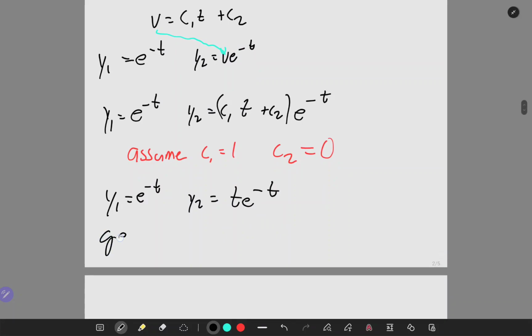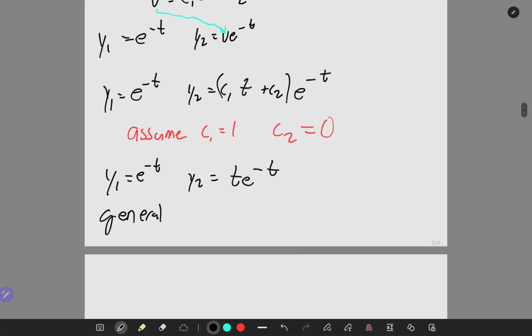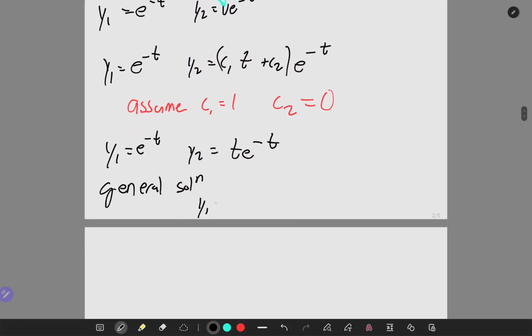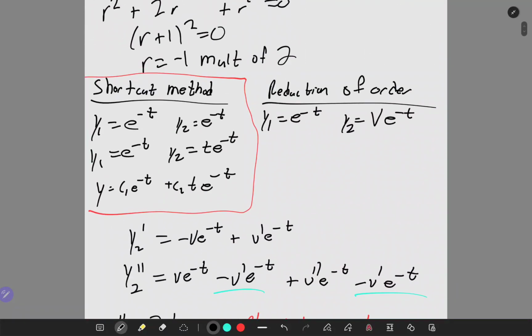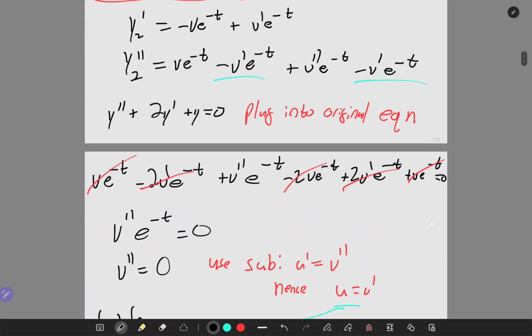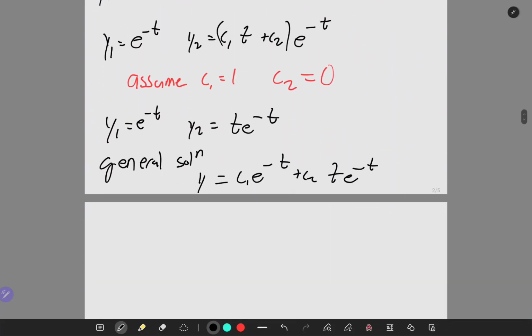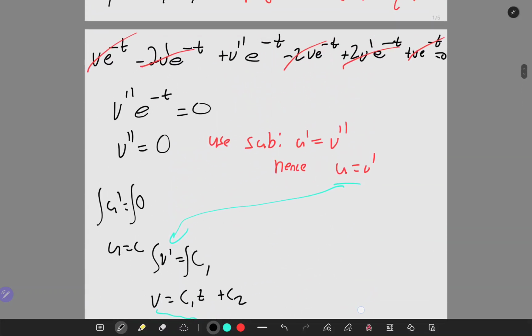So then if it asks for the general solution, sometimes it just asks for the second solution. But if you want to write down the general solution, it would look like this: c1 e to the negative t plus c2 t e to the negative t. And if you go back up to our shortcut method, you see that's what we had before. And that's what we got now. So that's where that t comes from. Right? We reduce the order.